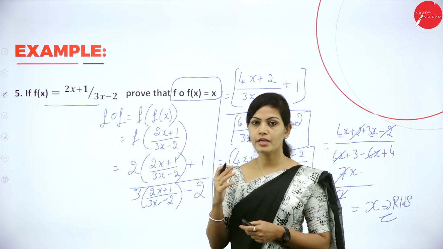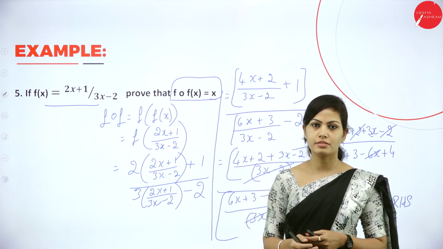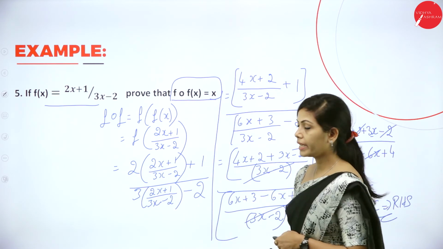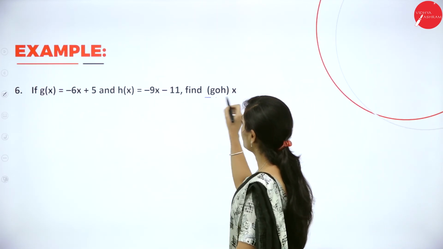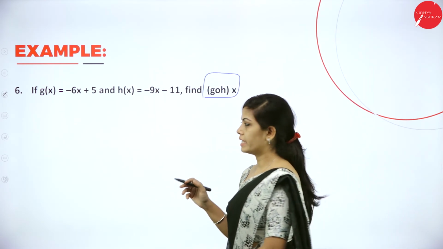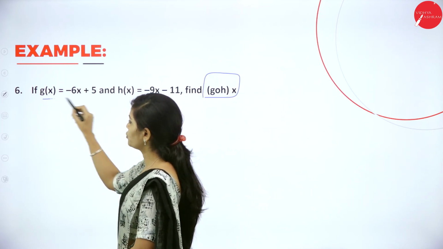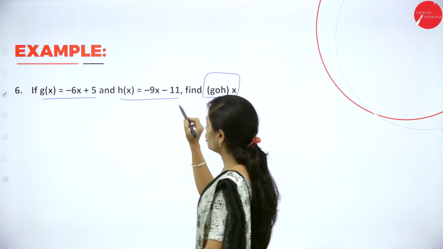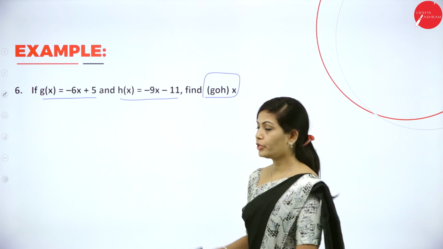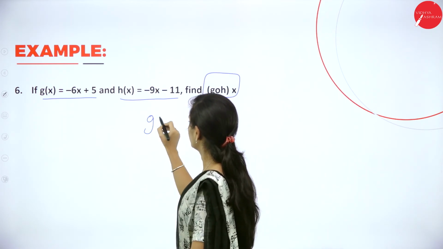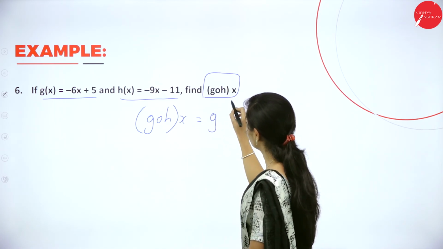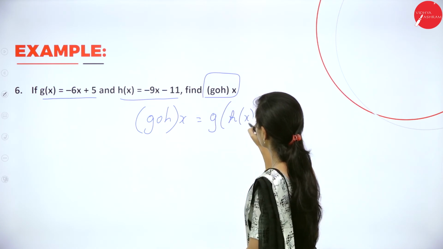So like this you can find fog and gof in functions, that is composition of functions. So this is about fog and gof. And again we can solve for goh, that is g of h of x. So here we have two functions called g of x and h of x. Instead of f of x, here we have h of x. So here you need to find g of h. So what is g of h? It is g of h of x.